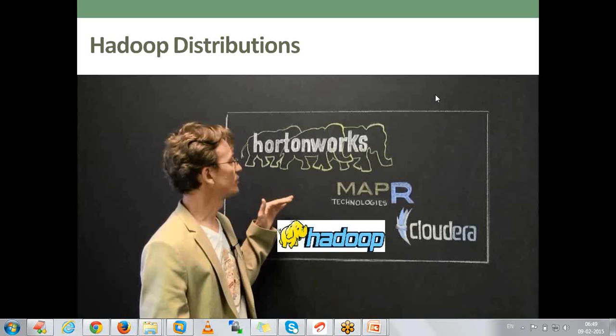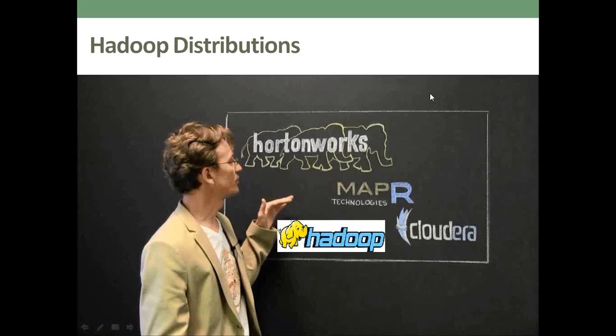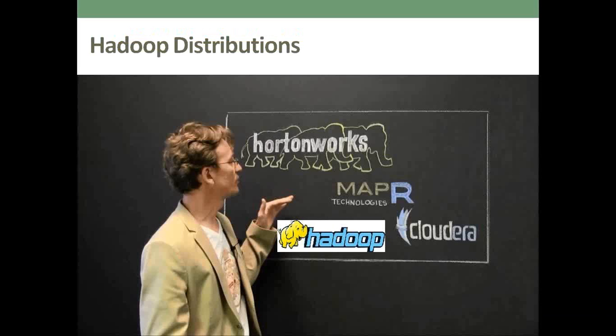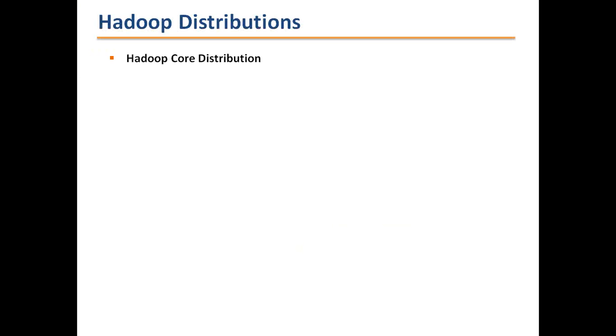So Cloudera, Hortonworks, MapR. These distributions will help. In the market we have a lot of distributions. These three are the popular ones: Cloudera, MapR, and Hortonworks. Apart from this, we have other distributions also.